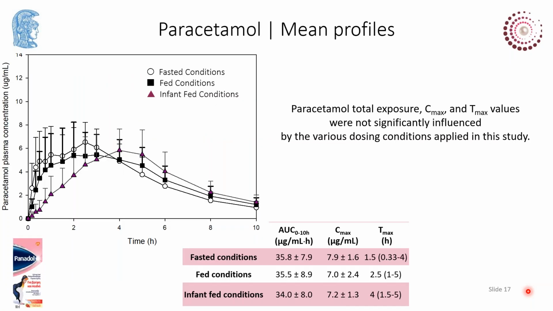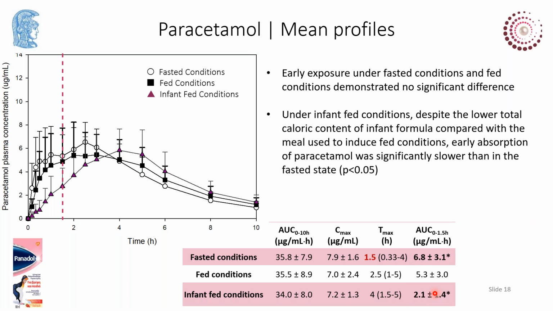And let's see the results. In the figures, white circles present plasma concentrations under fasted conditions, black squares the fed conditions after the reference meal, and purple triangles the infant fed conditions. This means the co-administration of the drug products with infant formula. Paracetamol total exposure, Cmax and Tmax values were not significantly influenced by the various dosing conditions applied in this study, as we can see in this table.